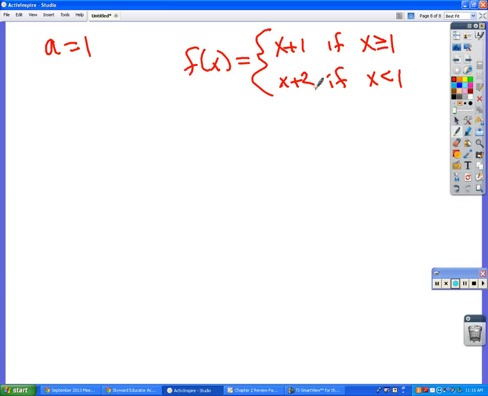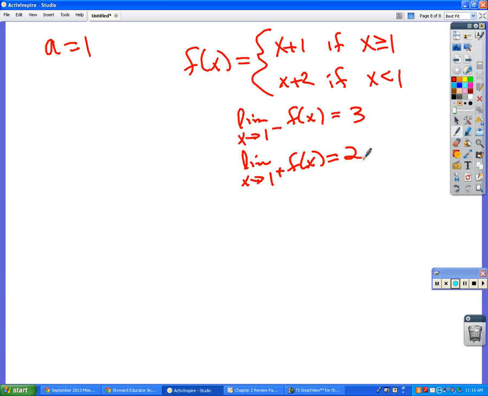So just to keep track of this, in this one here, the limit as x approaches 1 from the negative side would be what? 3. Because this would be approaching x from the negative side, so you plug in 1 there, and I kind of wrote that in the opposite order that you're used to. And then the limit as x approaches 1 from the positive side would be 2, okay?